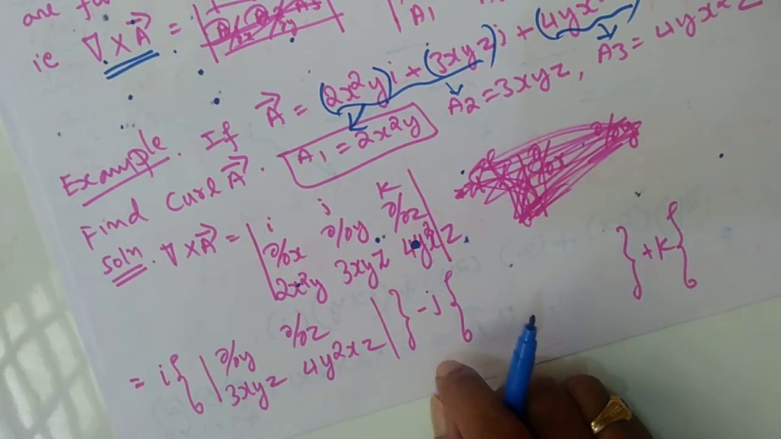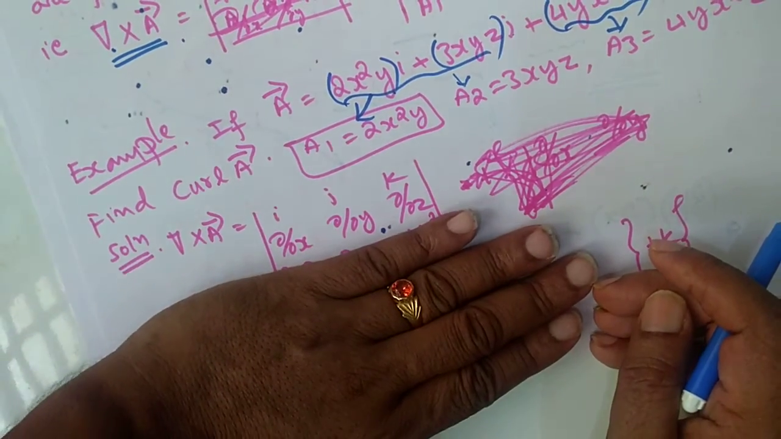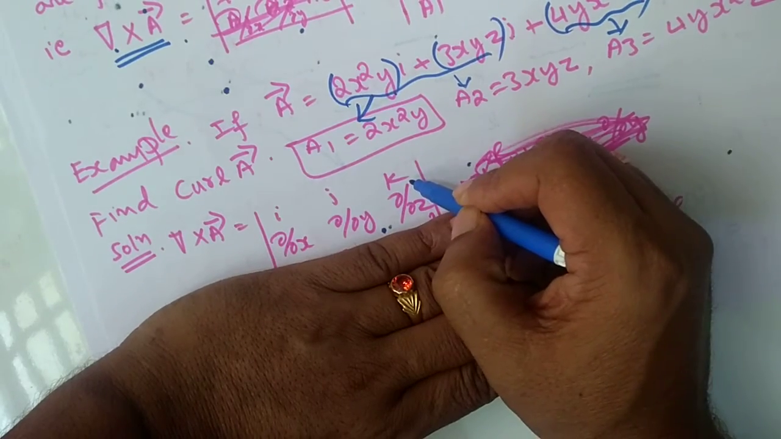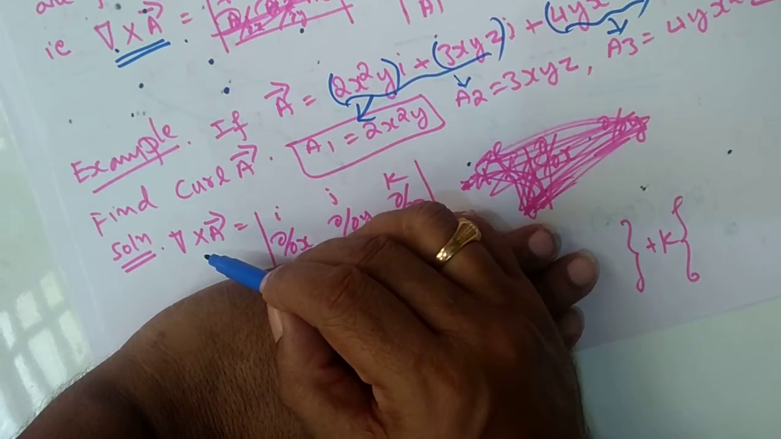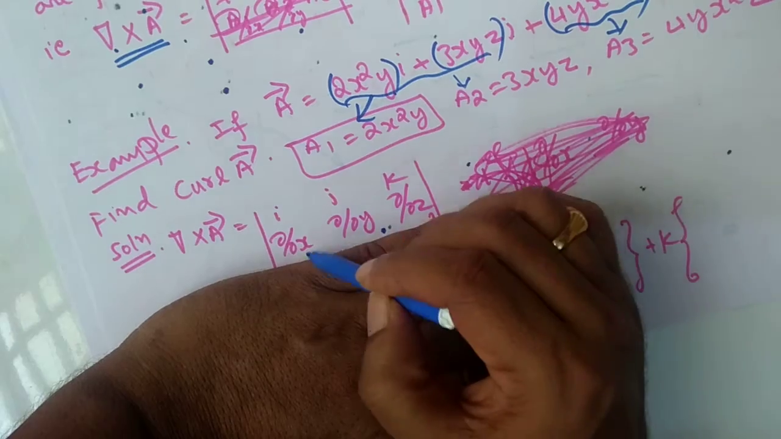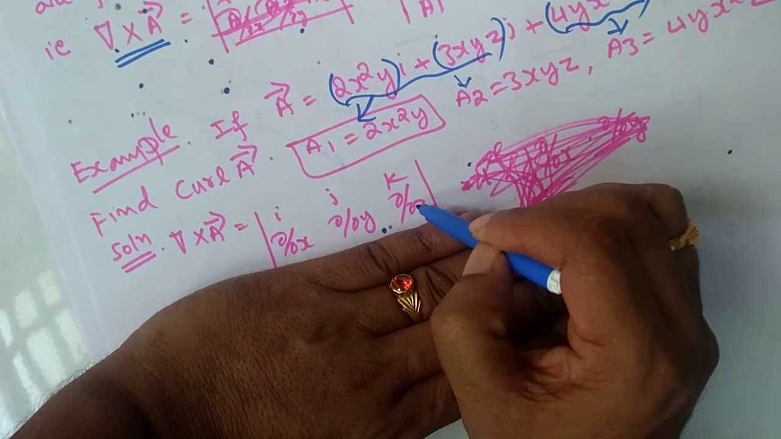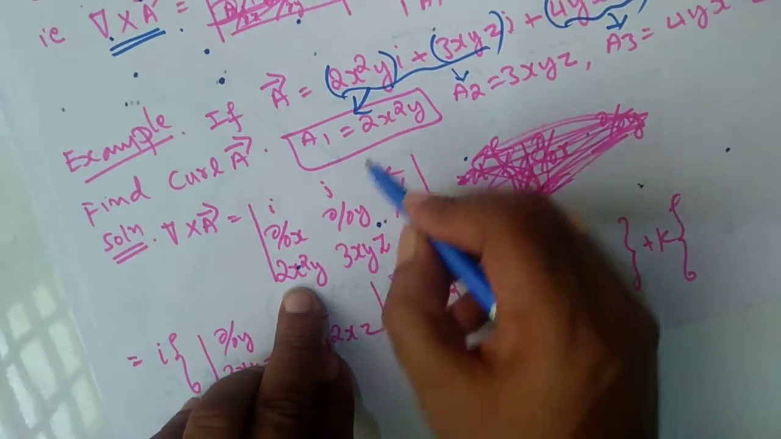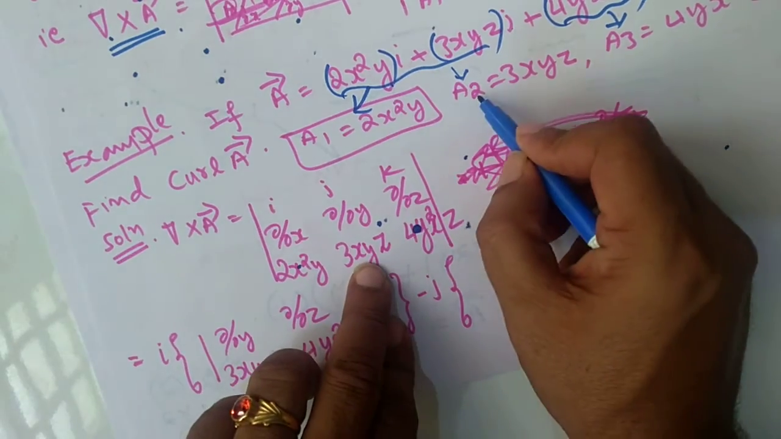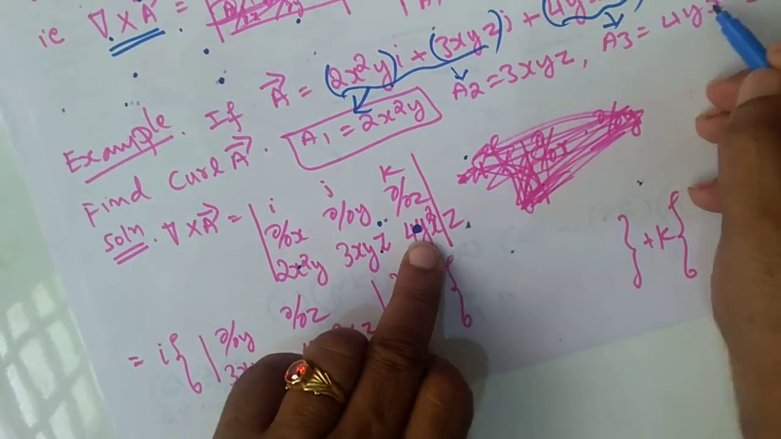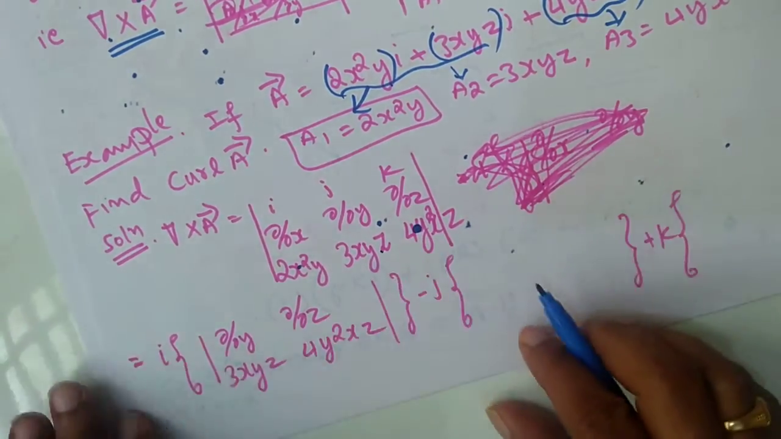Now curl A, as usual I had told you. What is the definition of curl A? i j k, write that as it is. Whenever curl A comes, you write this much, i j k as it is, dou by dou x, dou by dou y, dou by dou z. Now, what is A1? A1 is 2x squared, A2 is 3xyz, A3 is 4y x squared z.